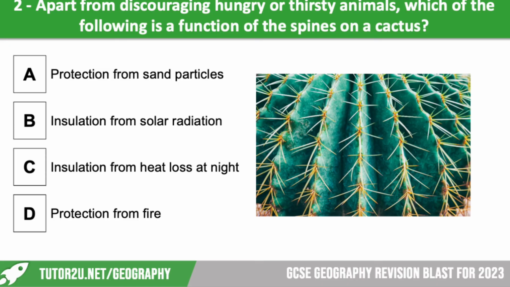Apart from discouraging hungry or thirsty animals, which of the following is a function of the spines of a cactus? A, protection from sand particles, B, insulation from solar radiation, C, insulation from heat loss at night, and D, protection from fire. So let's reveal the answer. It is C, so insulation from heat loss at night.